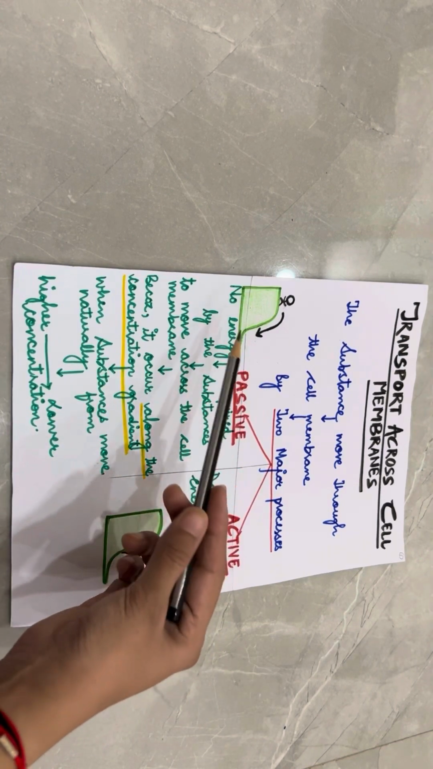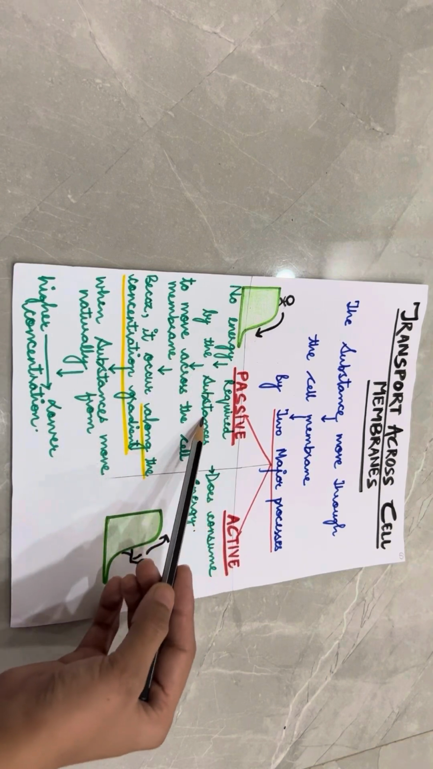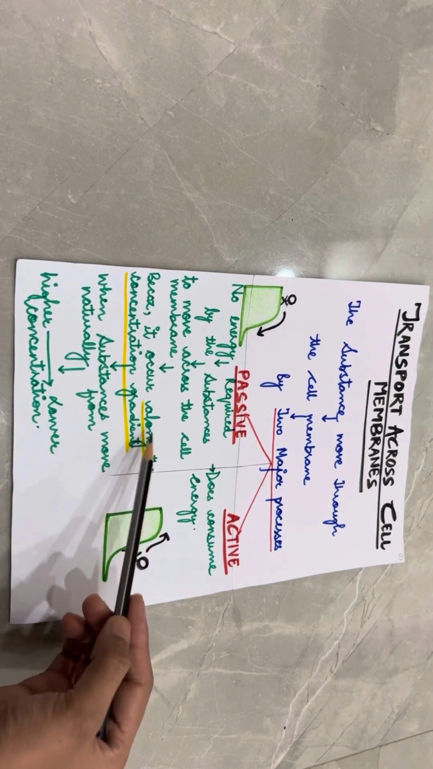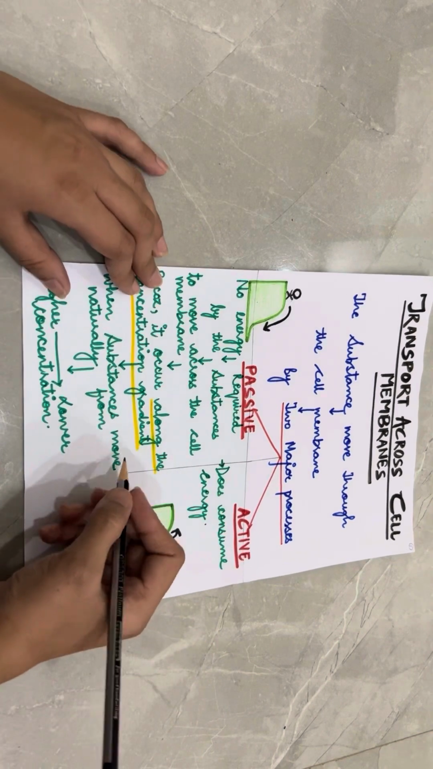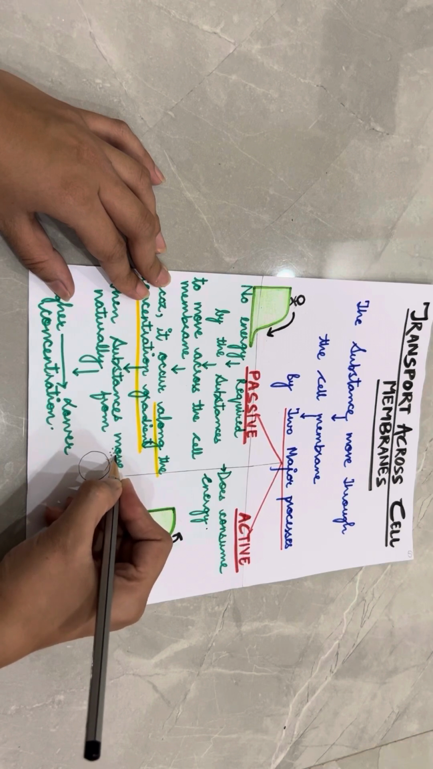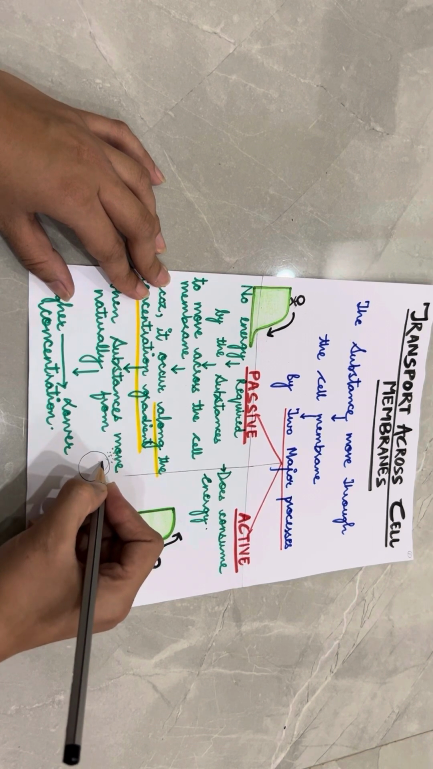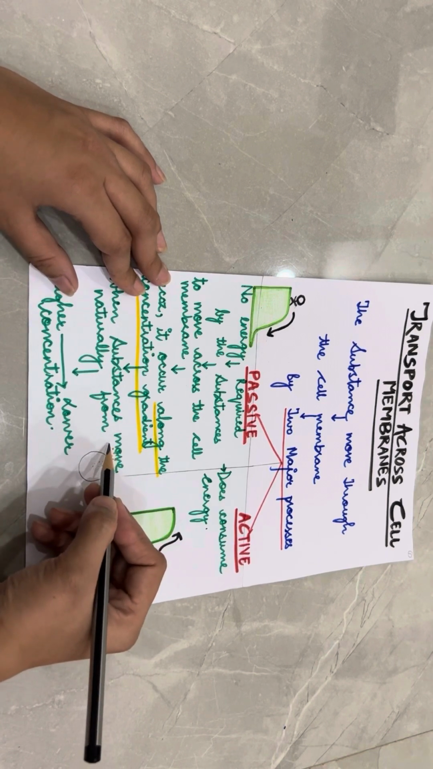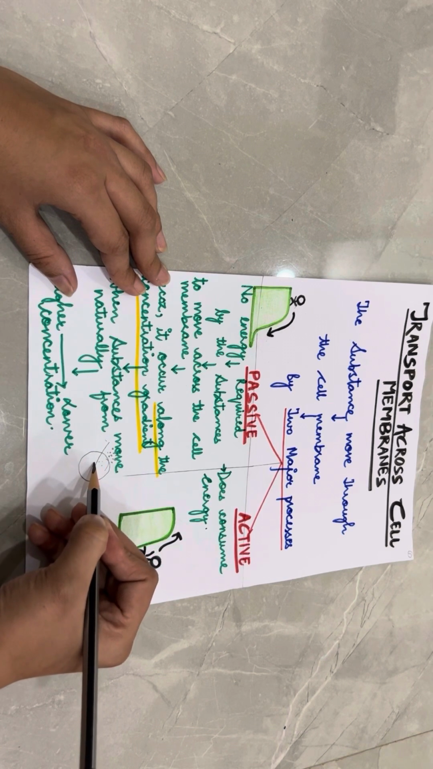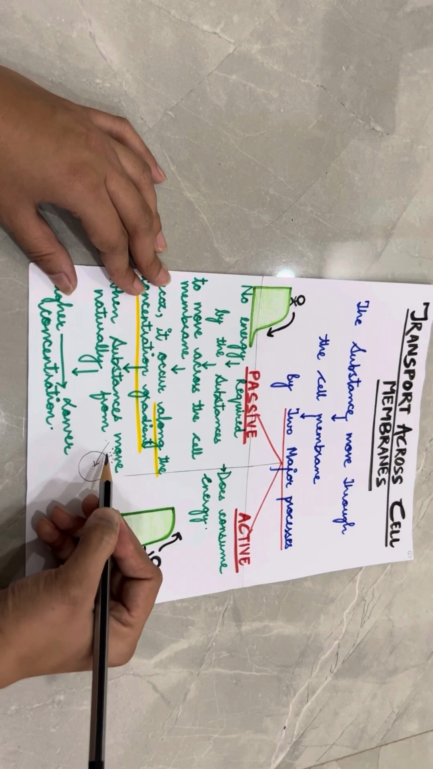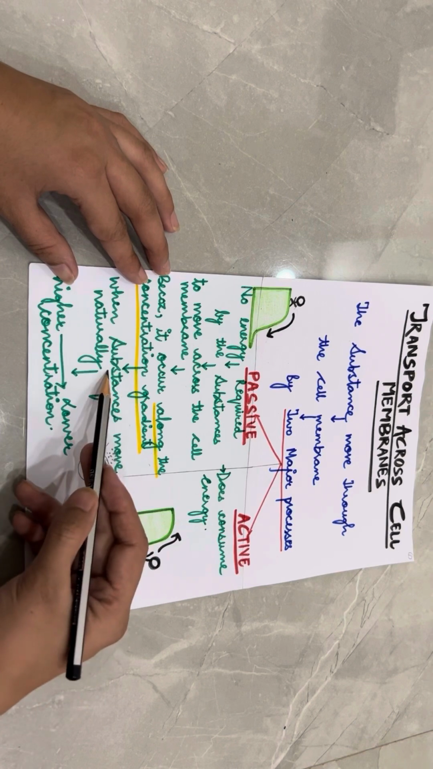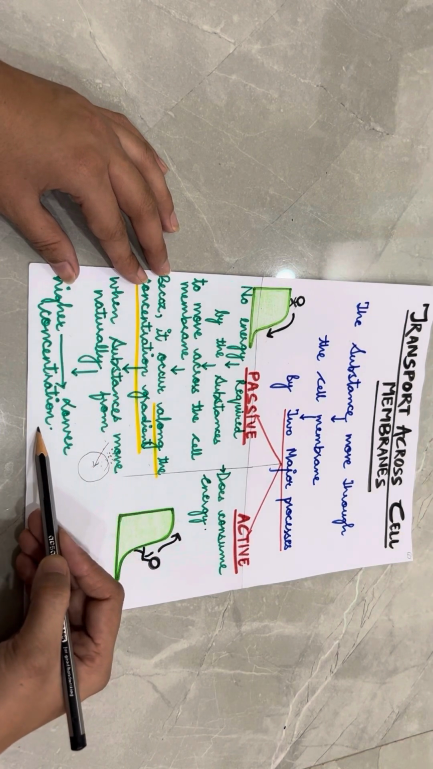In passive, no energy is required by the substances to move across the cell membrane. Why? Because it occurs along the concentration gradient. Like if this is a cell, more concentration of solute is present in extracellular fluid than in the cell. So higher concentration of solute is present in extracellular fluid than in cytoplasm, so it needs to travel from the higher towards its lower concentration. So this is known as along the concentration gradient, when substance moves naturally from the higher towards its lower concentration.